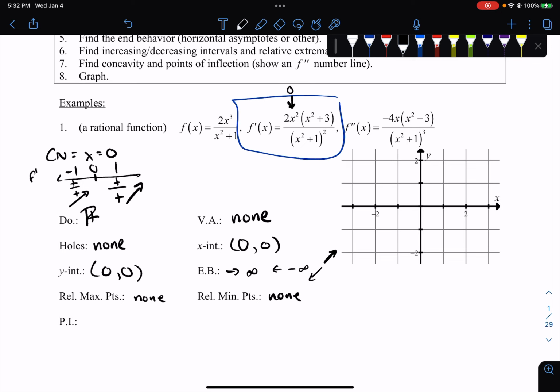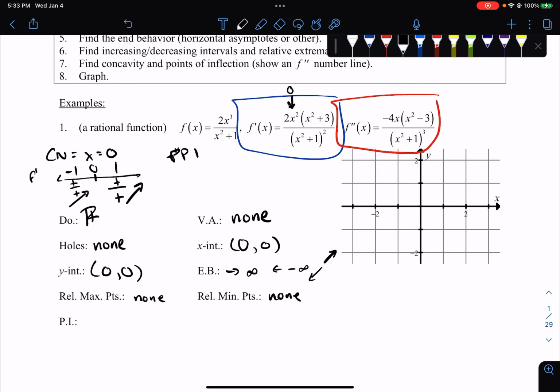Except at 0, technically it's not increasing or decreasing. So I guess my function is never decreasing. All right, so points of inflection. I want to know where my function is concave up and concave down. So I've got to consider f double prime, which again, it's really nice that it gave that to me, and I'm looking for possible points of inflection.